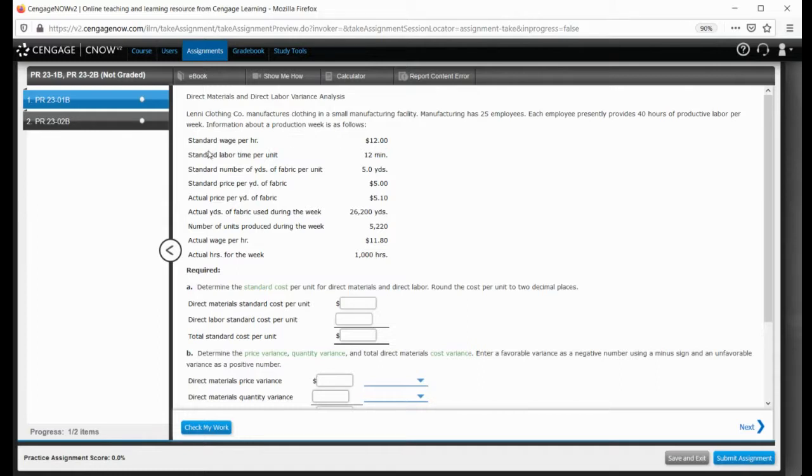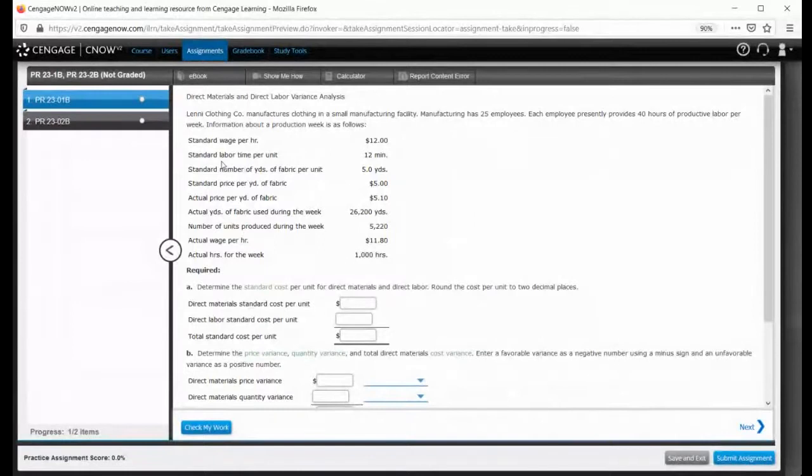Now, when we talk about standard cost, it just means what the company should have been paying, and usually that's based on some type of budgeted amount that they would come up with before the period of time starts that they're going to measure what happens to their company in. So the standard wage per hour that they've come up with is $12 per hour. This is what they think that they should be paying their employees per direct labor hour.